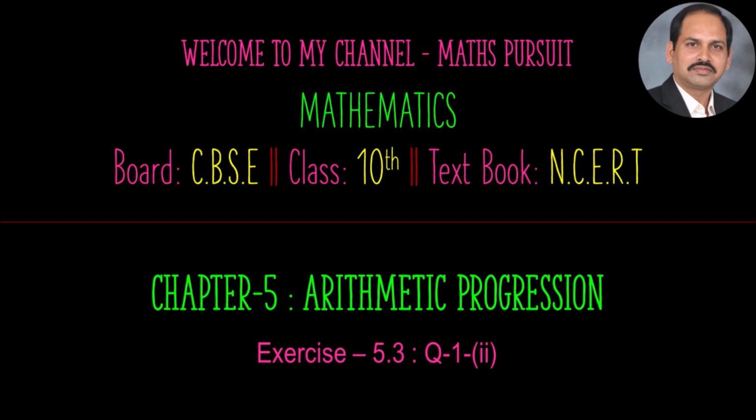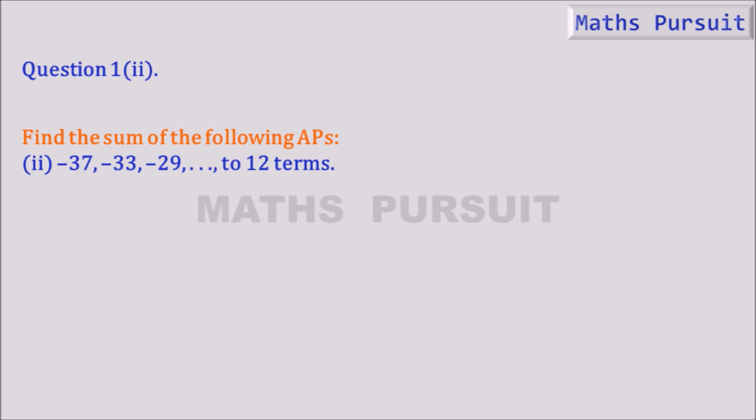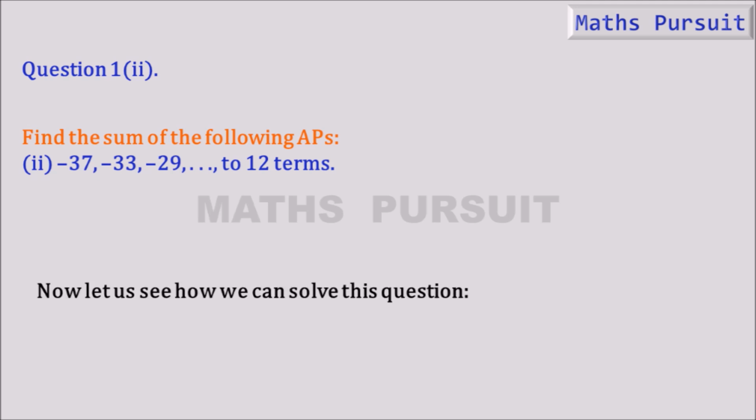Today we are going to look into exercise 5.3 question 1 bit 2 from chapter 5 called arithmetic progression. So let's see what exactly is given in question number 1 bit 2. It is given: find the sum of the following APs, and the given number sequence is minus 37, minus 33, minus 29 to 12 terms. Guys, this question also looks too simple, too easy. Let's see how we can solve this question.